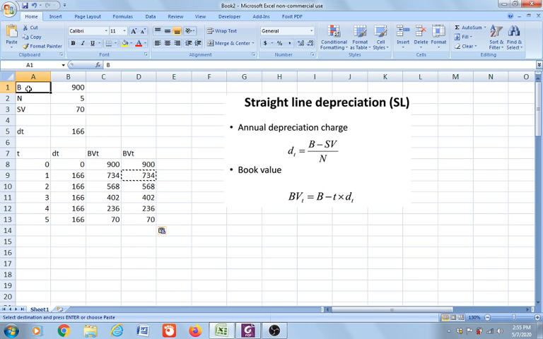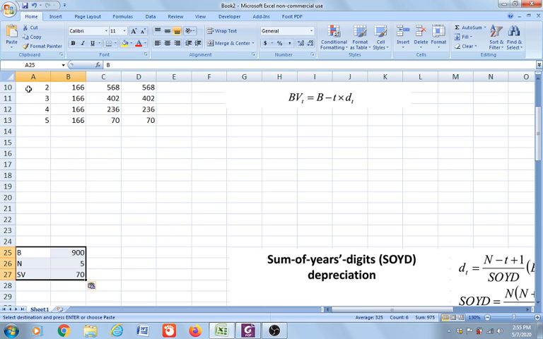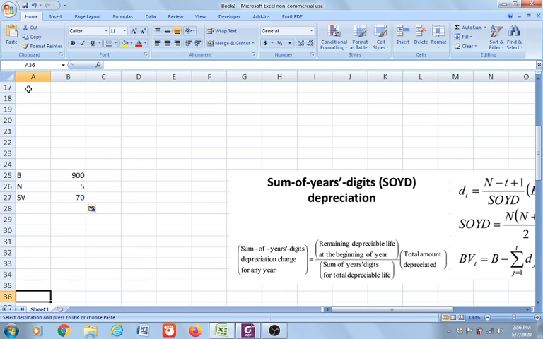Now we will do the same problem, but we will use method number 2, which is the sum of years digit depreciation method. With the sum of years digit depreciation method, the depreciation charge is the remaining life at the beginning of the year over the sum of the digits, times the total amount depreciated. We will discuss what the sum of the digits is. The total amount depreciated is just the basis. And the remaining depreciation life at the beginning of the year.